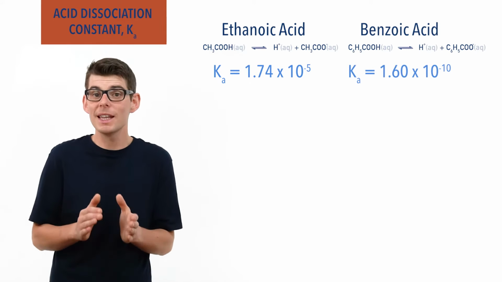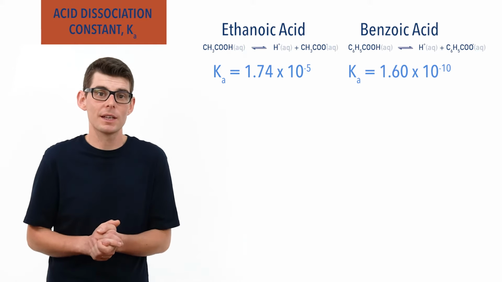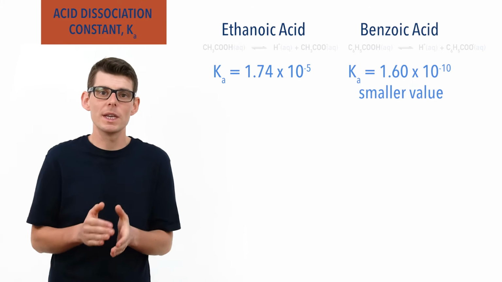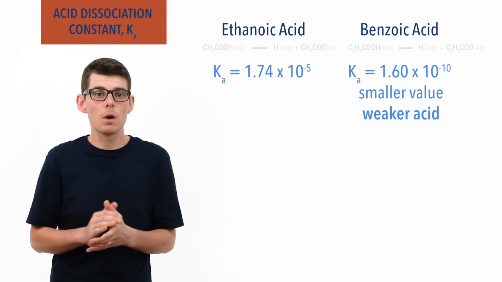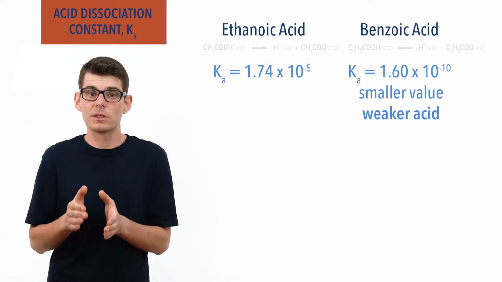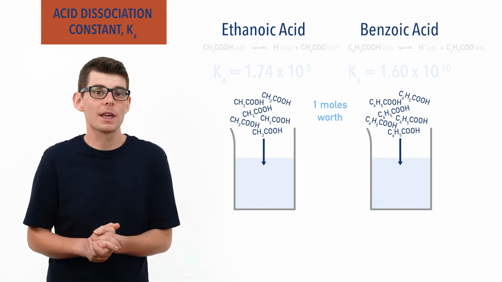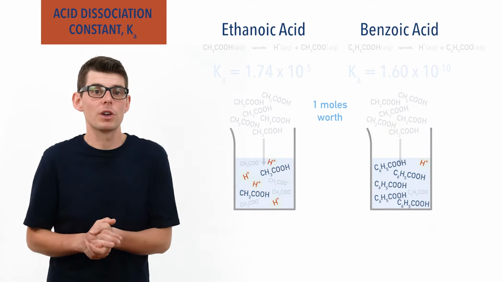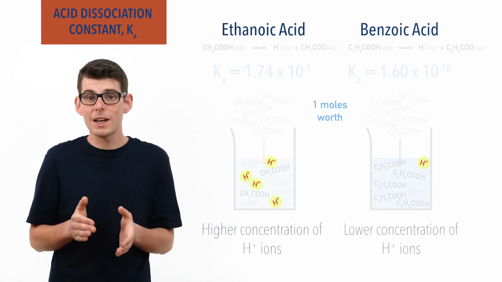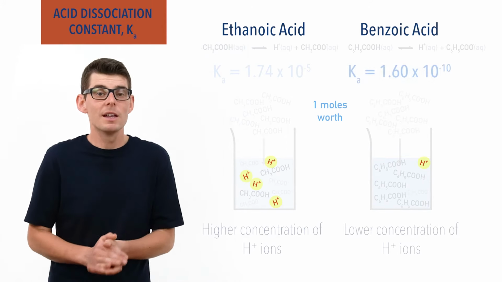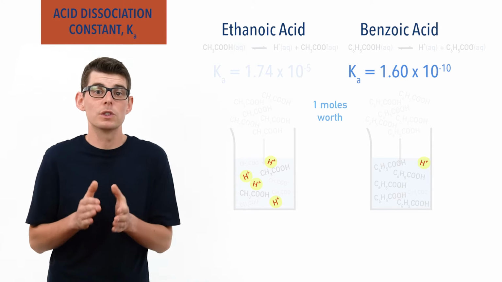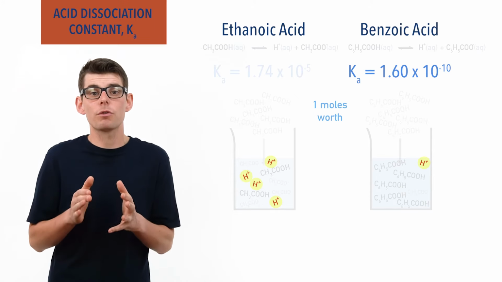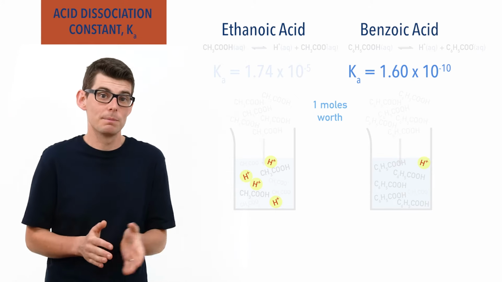From this, it can be clearly seen that the Ka value for benzoic acid is much smaller than that of ethanoic acid, meaning it is a weaker acid. If you took 1 mole's worth of each acid and placed them into the same volume of water, more ethanoic acid molecules would dissociate than benzoic acid molecules, giving a higher concentration of H+ ions. The value for benzoic acid is very small here, telling us that most benzoic acid molecules don't dissociate. As a result, in a solution of benzoic acid, the concentration of H+ ions and its conjugate base, benzoate ions, would be very low.